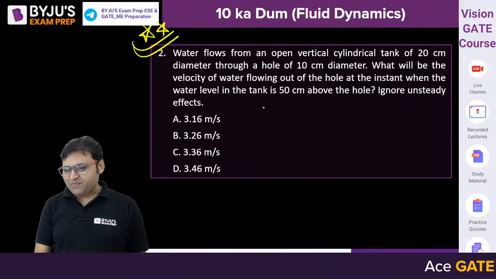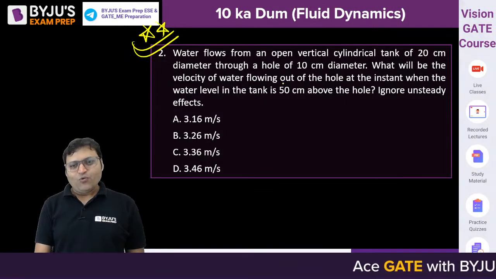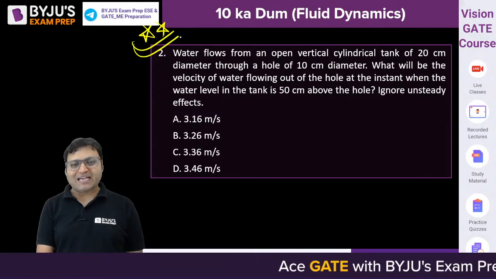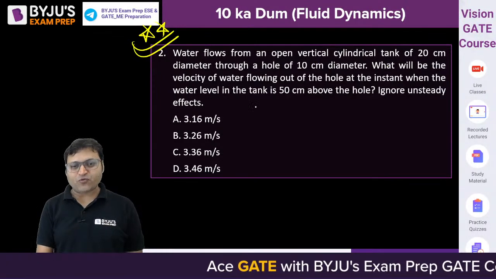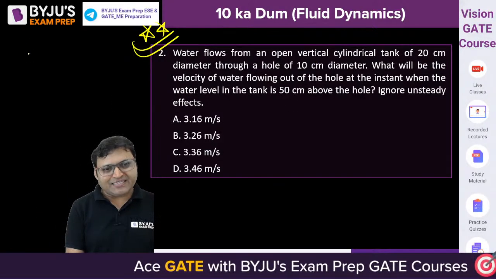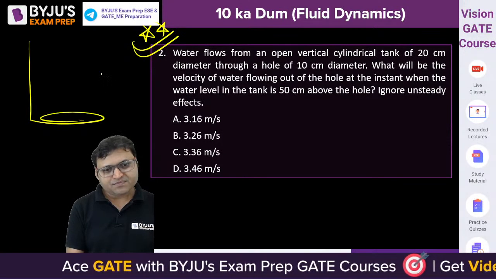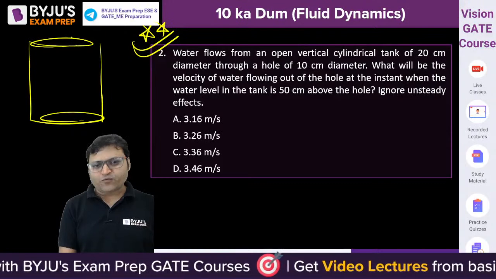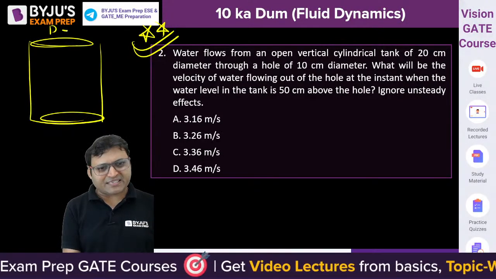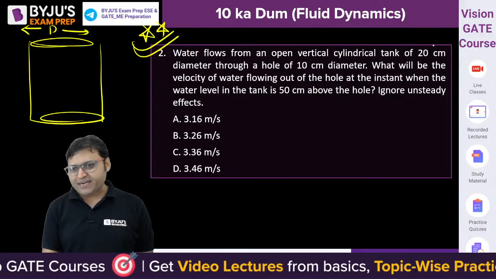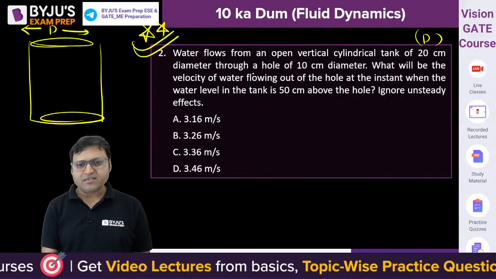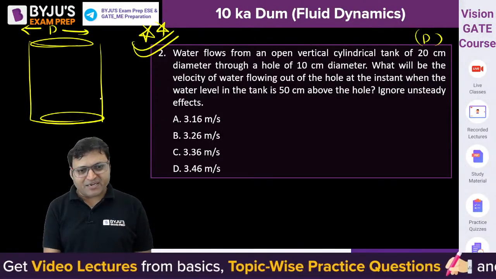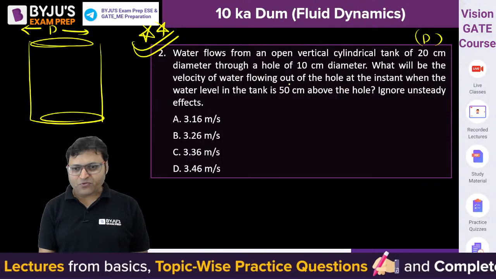The next question, focus on the next one. Water flows through an open vertical cylindrical tank of 20 centimeter diameter. There is an open cylindrical tank of 20 centimeter diameter. Let me call it capital D. Capital D is equal to 20 centimeter. Through a hole of 10 centimeter diameter, there is a hole of 10 centimeter.